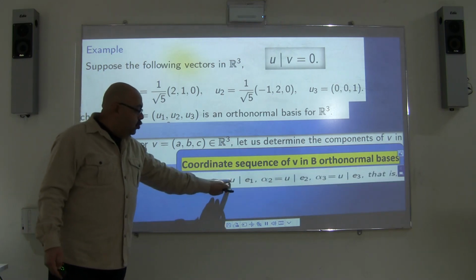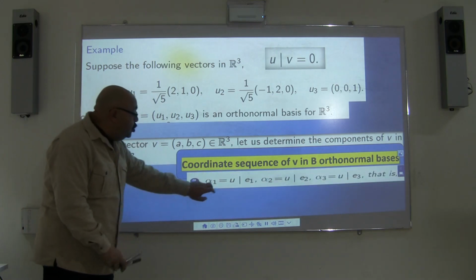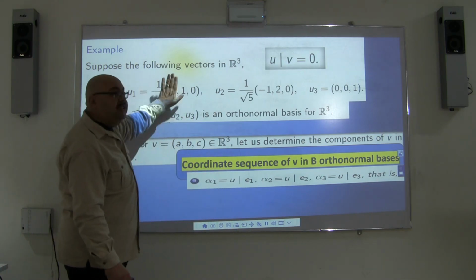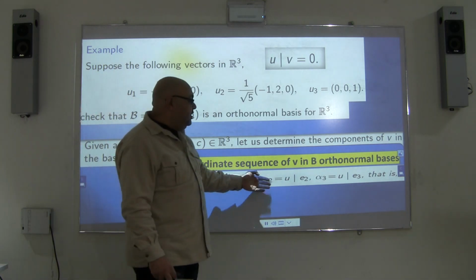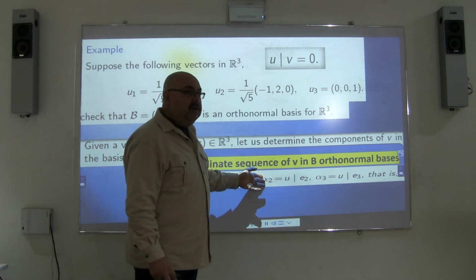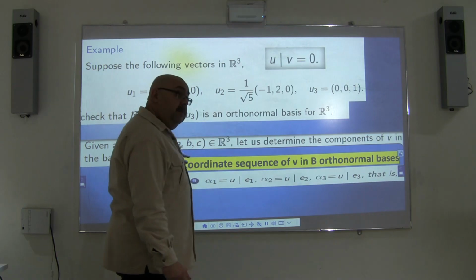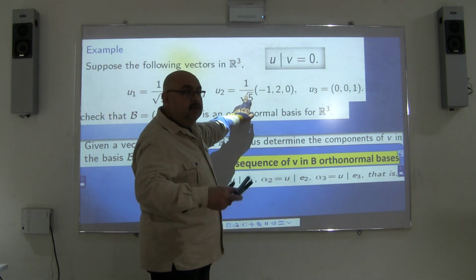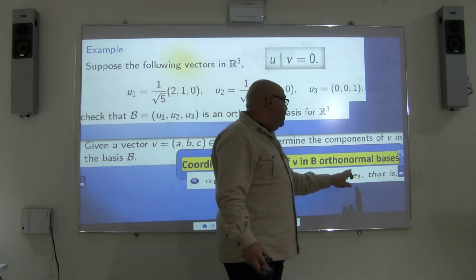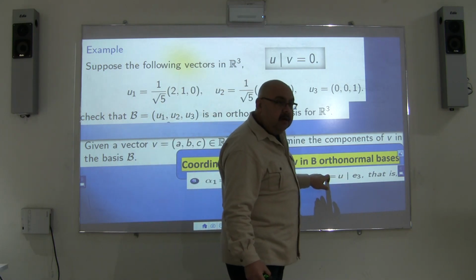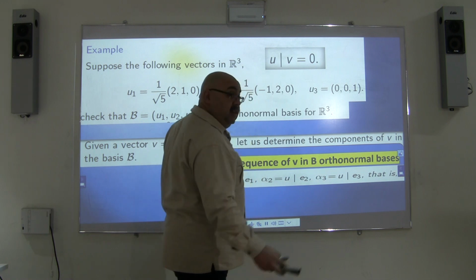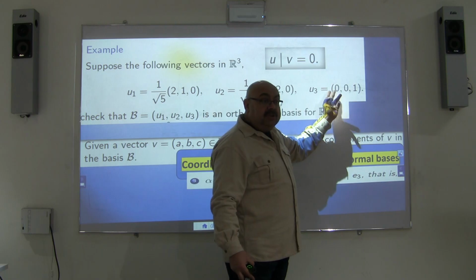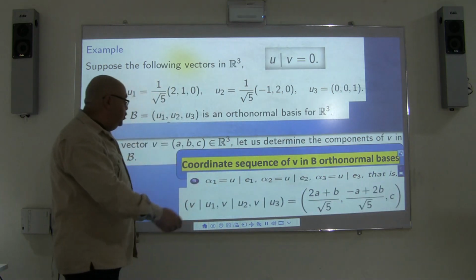Remember, alpha 1 is U dot E1. Here U is ABC, and the E1 is the first vector. Now for the second coordinate, U is the vector ABC, and the E2 is going to be the second vector. Do you read me? And for the third coordinate, it will be exactly like multiplying the vector ABC in E3. What's E3? Which is using 1. I will do it with you step by step.